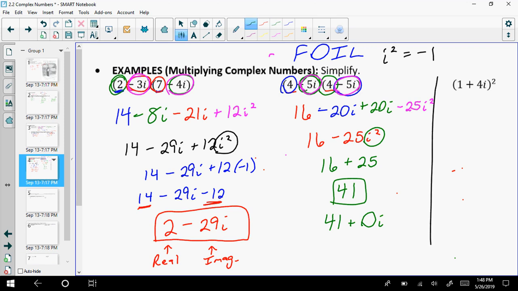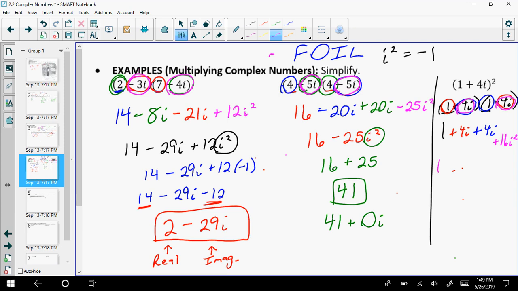I have the quantity 1 plus 4i squared. So what I'm going to do first, I'm going to write it twice, because that's what the squared means. And now let's FOIL it. So first times first would be 1. Outer times outer would be 4i. Inner times inner would be another 4i. And last times last, 16i squared.